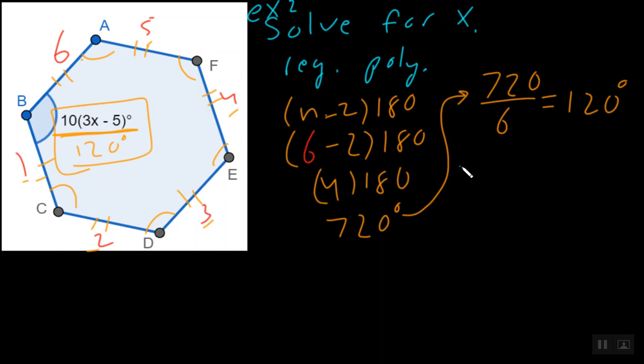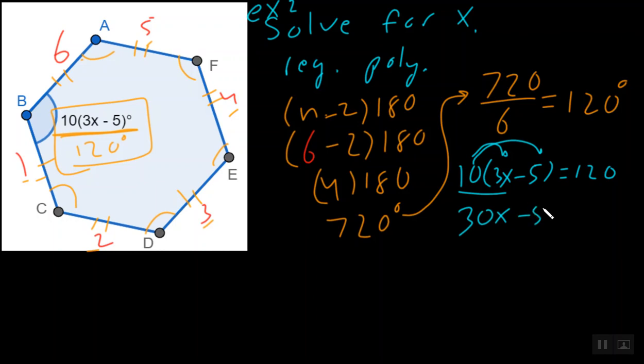We can say, okay, well, 10 parentheses 3x minus 5 will have to equal that whole angle 120. Now recall, whenever we have a coefficient or a number outside of the parentheses, we are forced to distribute, which means to multiply, and 10 times 3x will give us 30x, and 10 times negative 5 will give us negative 50, and this equals 120.